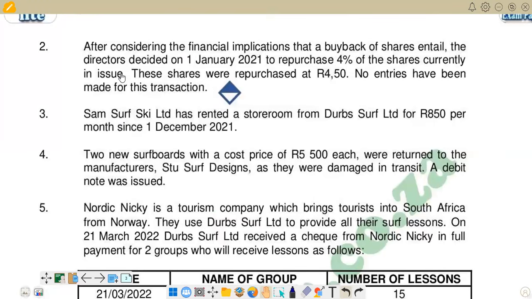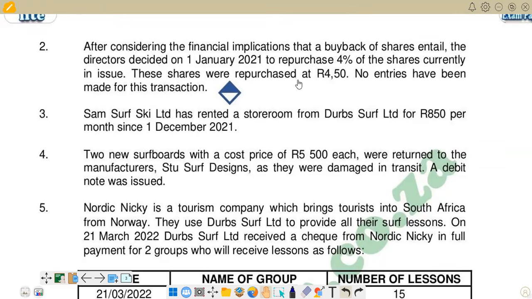So the second one reads: after considering the financial implications that a buyback of shares entails, the directors decided on 1 January 2021 to repurchase 4% of the shares currently in issue. These shares were repurchased at 4 rand 50. No entries have been made for this transaction. So very important to take note.